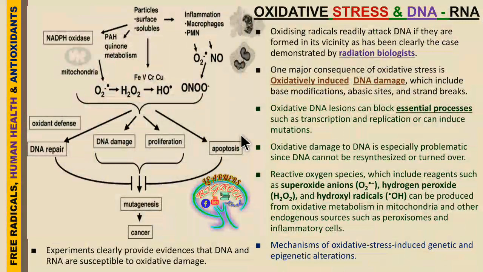Hello guys, so in this slide we are going to discuss oxidative stress and the DNA and RNA. Here we are going to discuss this particular diagram, where we can see the influence of the mitochondria, the PHA and the quinone metabolism, the NADPH oxidase influence, and the particles, surface and solubles which are going to have an influence on these particular internal organs, and the inflammation, macrophages and PMN activity. All these are going to generate the free radicals, and also the metal ions which are going to readily combine within the metabolic process to generate the free radicals. You can see the hydroxyl ion, peroxynitrite, hydrogen peroxide and the superoxide.